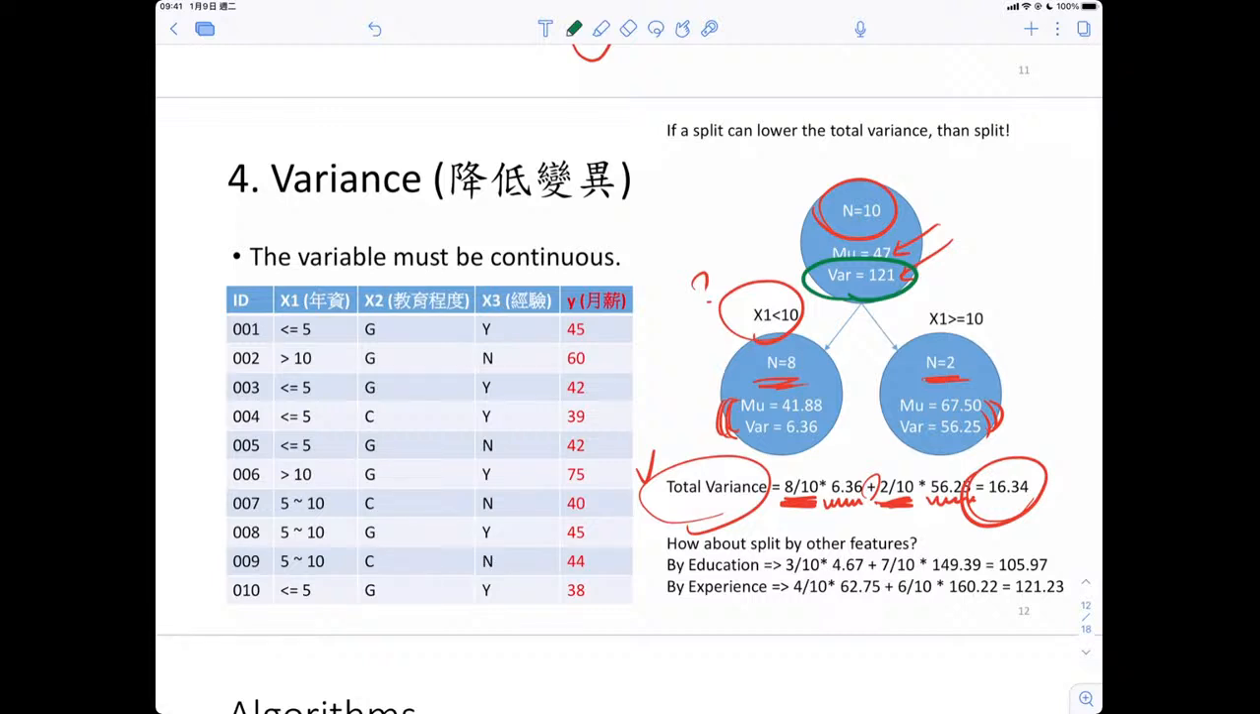So my original variance is 121, which means all the data points in this node are quite different, but after I ask a question and I partition the data into two groups, the variance decreased, and that means the data points in each group are more similar within the group.